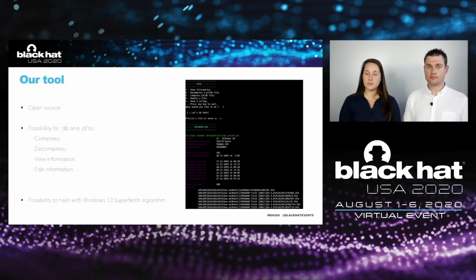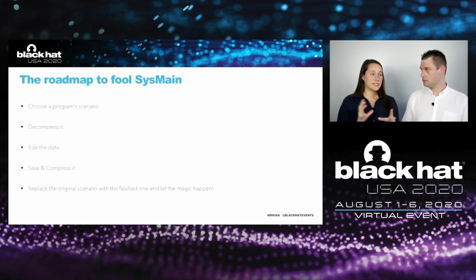So to solve these problems, we have created our own tool in C that gives us full control over any kind of prefetch files. You can compress and decompress any buffer, you can view the information, and you can edit the information. Of course, this is open source, and you can also hash with the Superfetch 10 algorithm. But what we are really interested in is fooling your OS and fooling sysmain. So the roadmap is pretty simple. We will pick any program's scenarios, open them, decompress, edit the information, then compress, save, and reintroduce it into the prefetch directory.